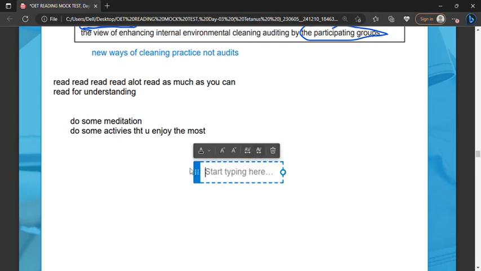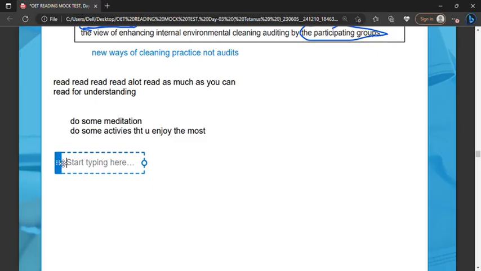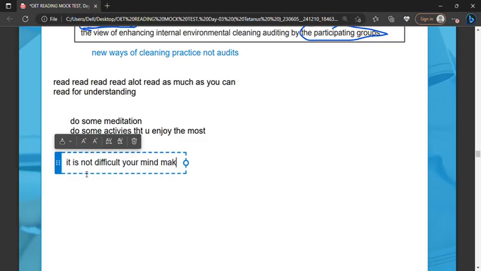Next, you think it's a difficult module. First of all, it is not a difficult module. Your mind makes it difficult. It is not difficult. Your mind makes it difficult.